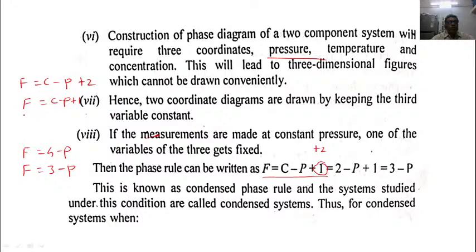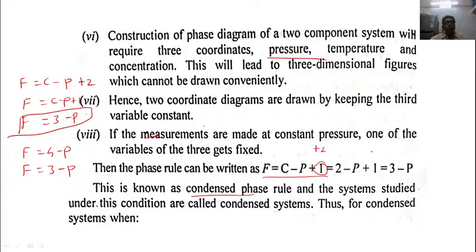So it is a two component system. So F is equal to 2 minus P plus 1, that is F is equal to 3 minus P. So this rule is called the condensed phase rule. This is known as the condensed phase rule, and the system studied under this condition is called a condensed system. So we are going to study now the condensed system by changing the phase rule.